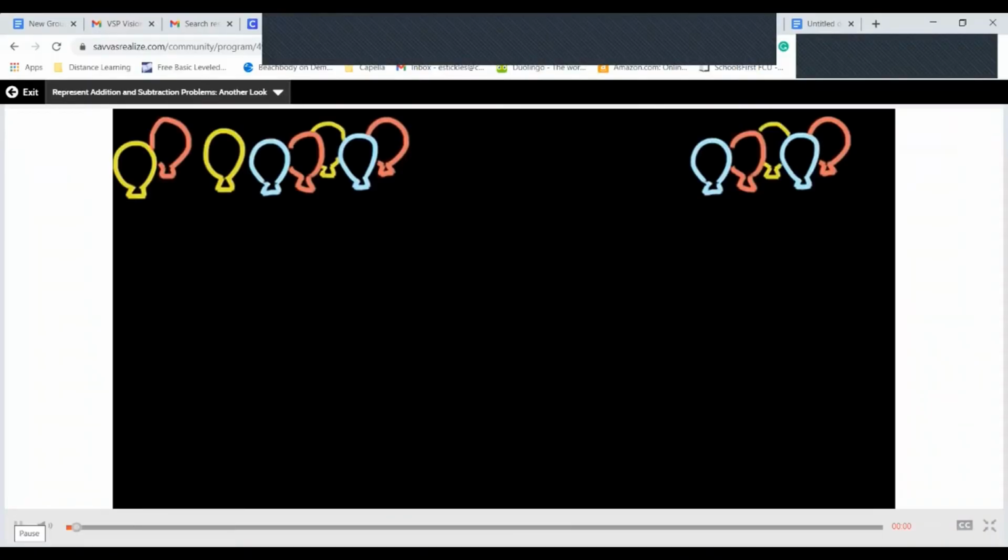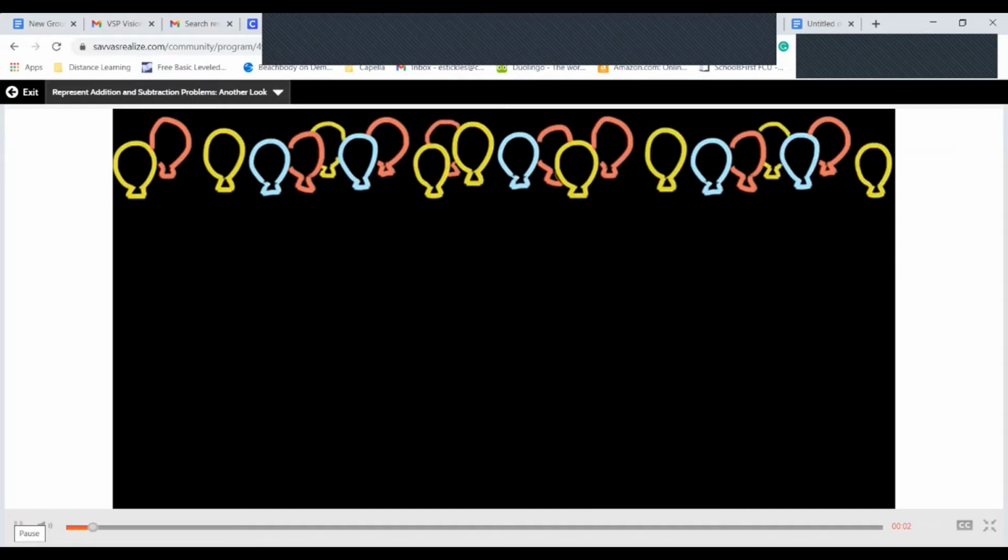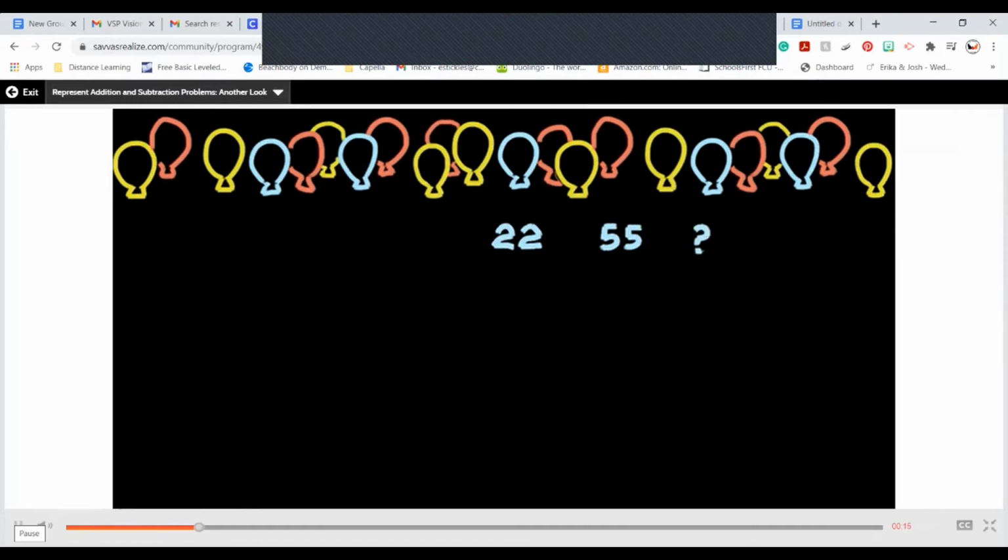I love balloons, and I already have 22 of them. And I bought some more balloons. Now I have 55 balloons. Great! But how many balloons did I buy? So 55 is the whole, and 22 is the part. So how do I find out the number for the question mark? What can I do to solve this?